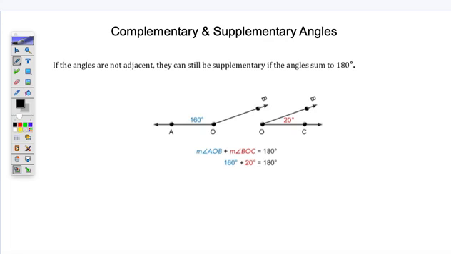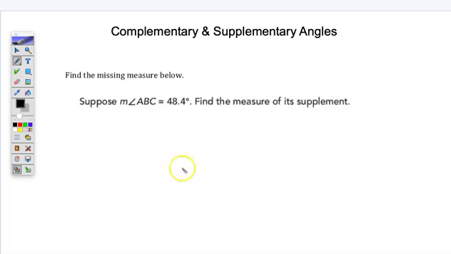If the angles are not adjacent, they can still be supplementary. So just like complementary angles, when I separated them, if their measures sum to 180, we still have supplementary angles. So let's find a missing measure. Suppose m, the measure of angle ABC, is 48.4. Find the measure of its supplement.